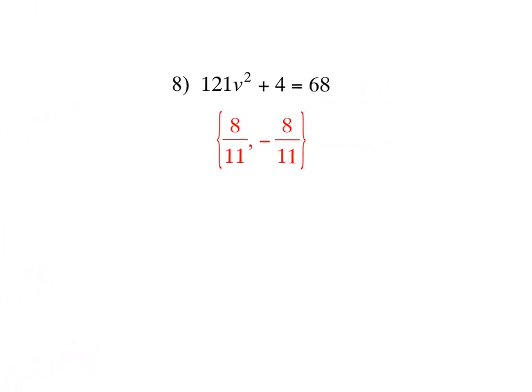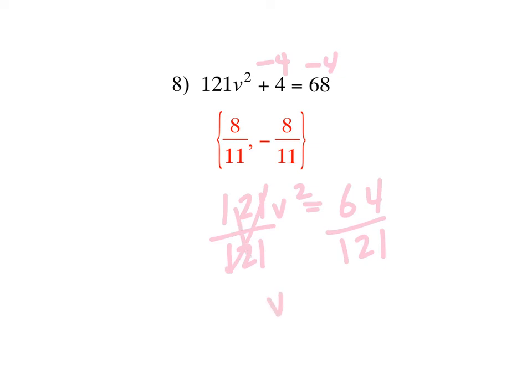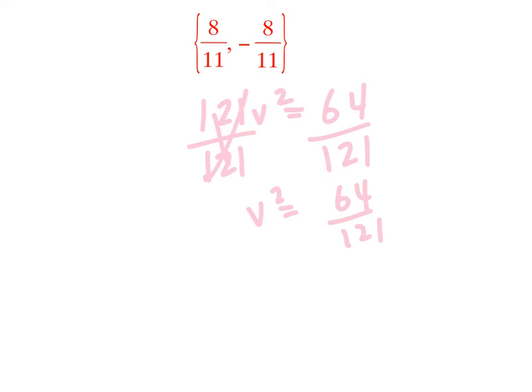Last but not least is number 8. Again, we have to clear the field. We've got to move our 4 over by subtracting it. 121v squared equals 64. Divide out your 121. V squared equals 64 over 121.